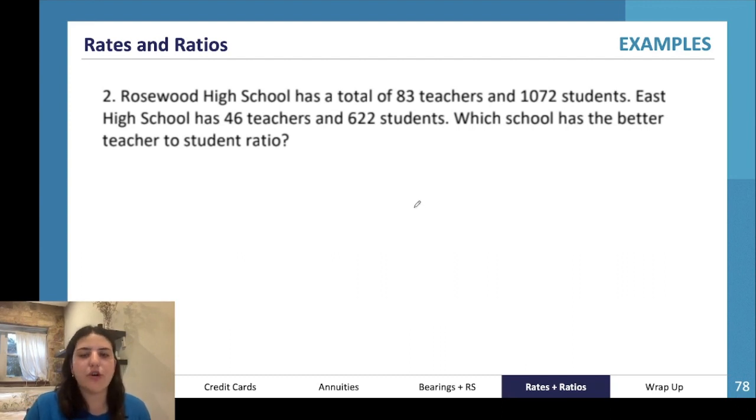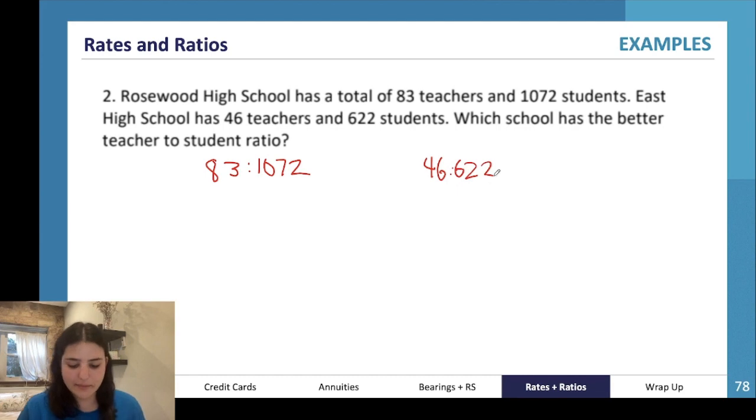Okay, Rosewood High School has a total of 83 teachers and 1,072 students. Eastwood High School has 46 teachers and 622 students. Which school has the better teacher to student ratio? So Rosewood is 83 to 1072, and Eastwood High School is 46 to 622. A really easy way to simplify a ratio is to just type it into a calculator as a fraction and hit equals and see if it goes anywhere. So the first one doesn't go anywhere with that, and my suspicion is the second one actually does decrease. So we can get the second one down to 23 to 311.